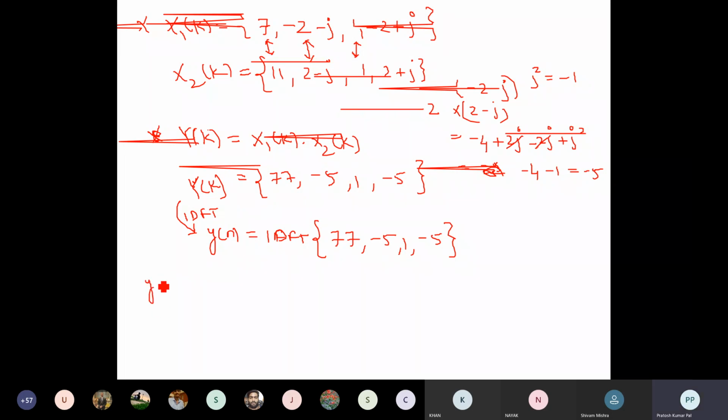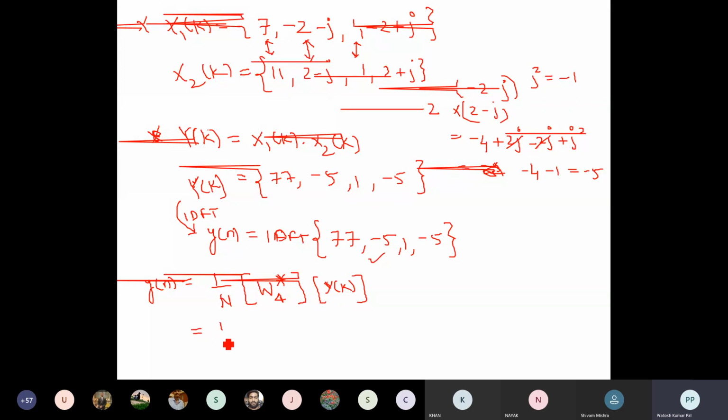Similarly, the y of n, that will be the IDFT, will be given by 1 by n. By using the matrix method, it will be easy. So it will be W of 4, that is the twiddle factor matrix, the complex conjugate of the twiddle factor matrix, whatever we have used in the DFT calculation, into the y of k. So whatever y of k is there, that is this one, will be this matrix.